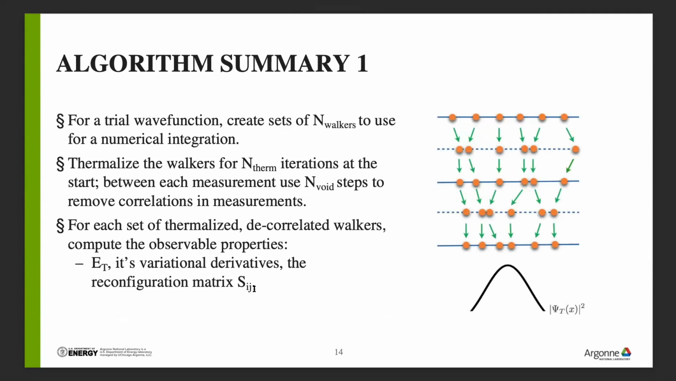Okay, so just as a summary, we have this trial wave function, our variational state. We create a set of so-called walkers to do the numerical integration, and we use as many of those as we can possibly fit on our hardware. We thermalize them, which is just going through this Metropolis algorithm to make them be drawn from the probability distribution. And then we compute our observables, things like energy, the gradients, and the Jacobian that we need for this reconfiguration matrix.